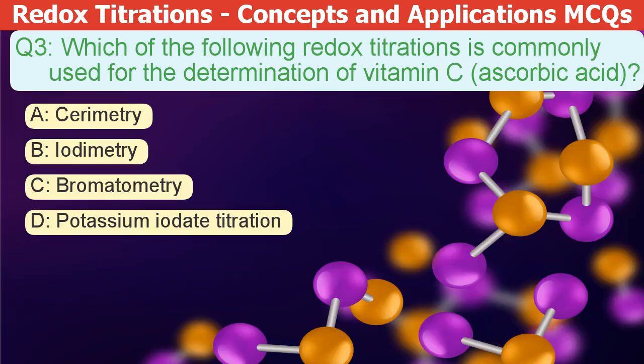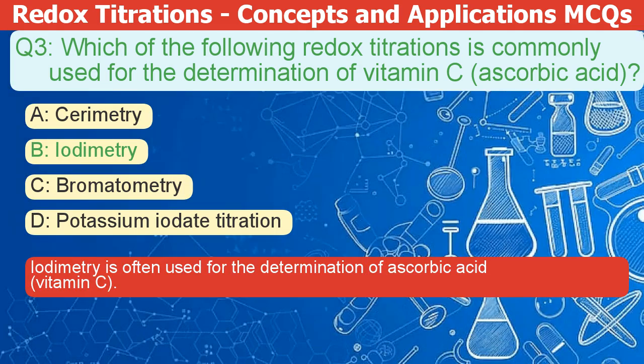Which of the following redox titrations is commonly used for the determination of vitamin C, ascorbic acid? A. Cerimetry. B. Iodinometry. C. Bromatometry. D. Potassium iodate titration. The correct answer is B. Iodinometry is often used for the determination of ascorbic acid, vitamin C.